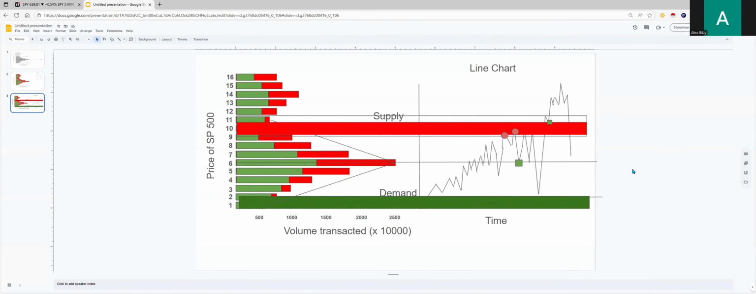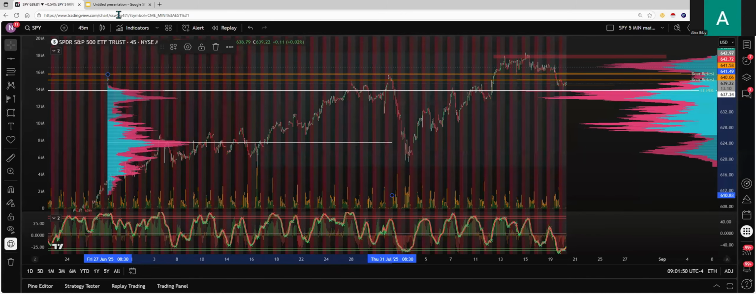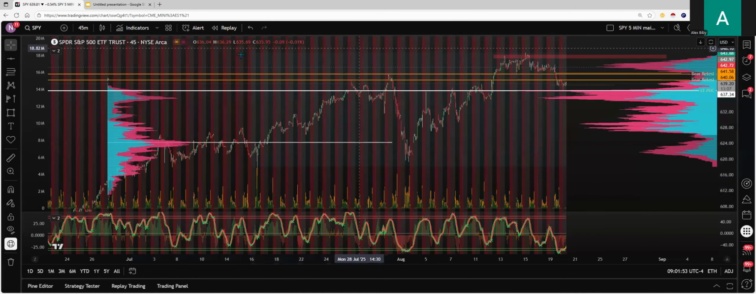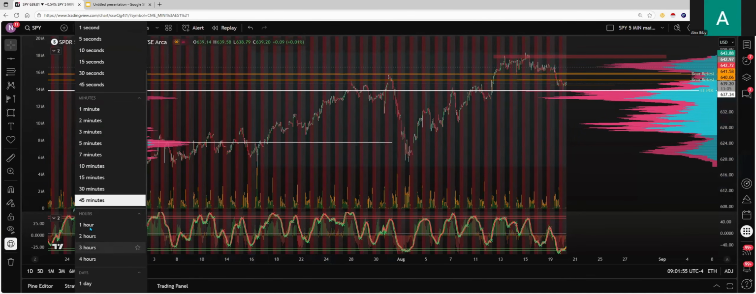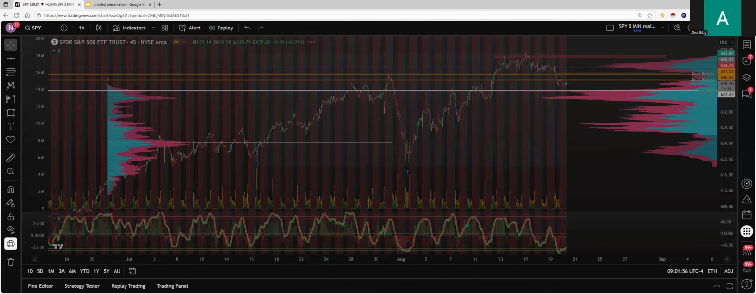So that is really just the basics that I wanted to show you of this. That's really all you need to know for a basic understanding of volume profile. Now let's look briefly at some real charts. This is the S&P 500. Maybe let's take it to an hour just so you can see a little bit better.